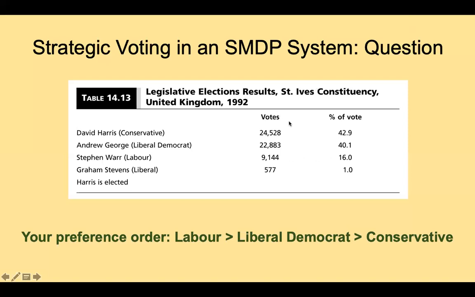So in this case, we would vote for the liberal Democrat. Now, if, say, this was reversed and Stephen War of the Labor Party had 40% and Andrew George of the Liberal Democratic Party had 16%, well, then in that case, we would certainly vote for Labor, right? Because Labor would be our preferred party that has the most realistic chance of winning rather than the Liberal Democratic Party.